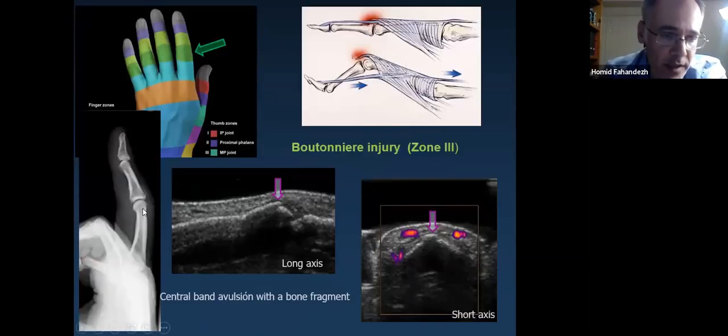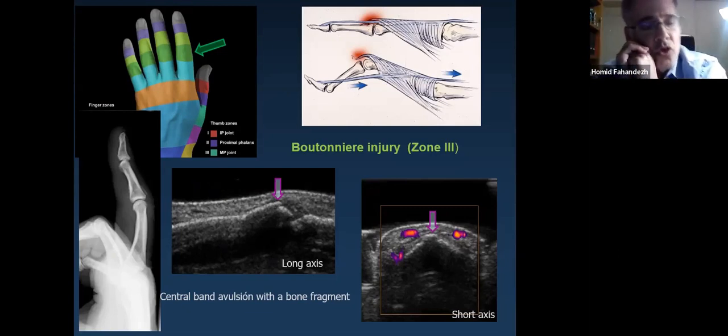For me, it's really important to do an X-ray and to check if there is a small bone fragment attached to the central band. Before I do the Elson test and other maneuvers that you can do when you suspect a boutonniere injury, I like to have an X-ray to be sure that there is not a small fragment. And this small fragment, you can see it also with ultrasound very well.